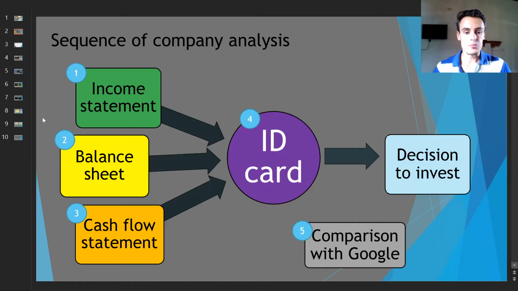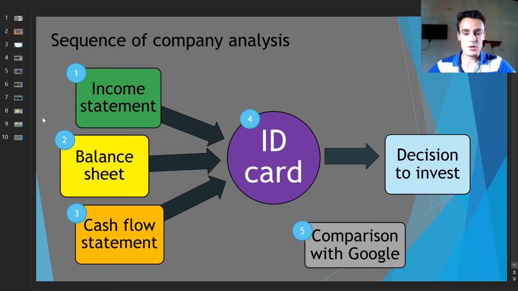The way I do the presentation for a stock company is now very clear. It's split into five different steps. Based on the financial results, we have three main elements: the income statement, the balance sheet, and also the cash flow statements. We will go through these three items, extract the data, and then create an identity card for the company, which will give us more visibility to see if the investment is worth it or not.